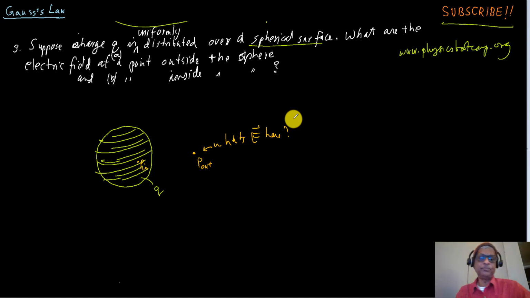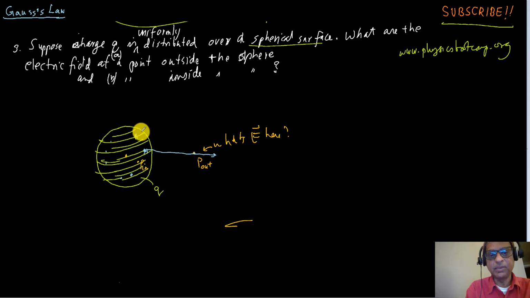Okay, so when you look at these charges, right? There is some charge here, some charge here, some charge here, some charge here, some charge here, right? So let's look at any charge. Each charge is going to produce its electric field that way. This one is going to produce electric field that way. This is going to produce electric field that way. This is going to produce electric field that way.